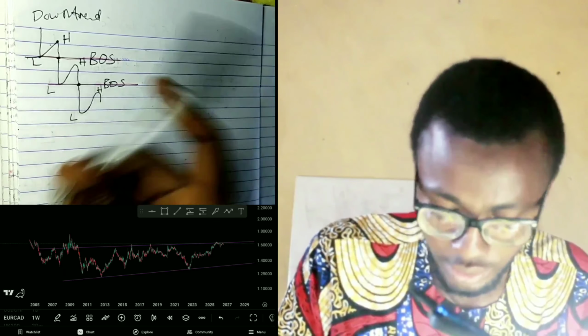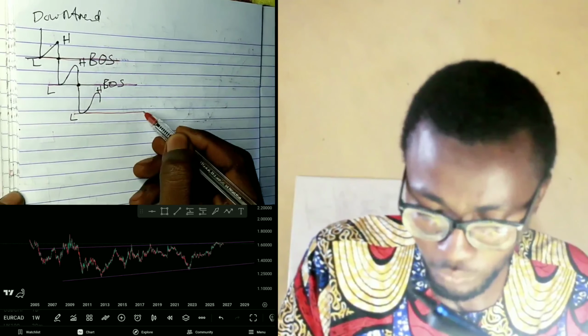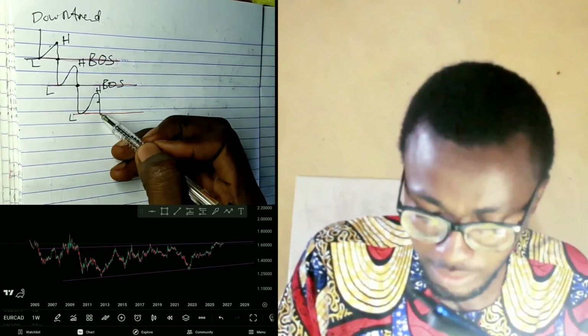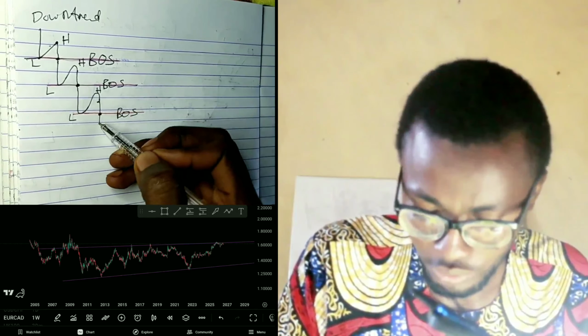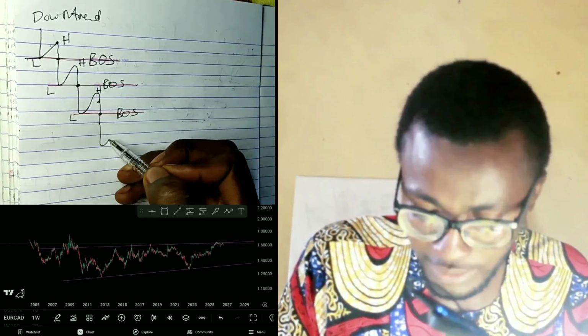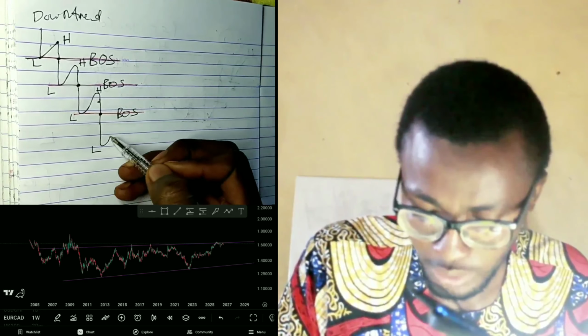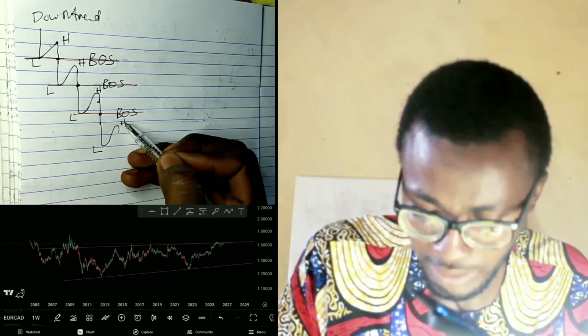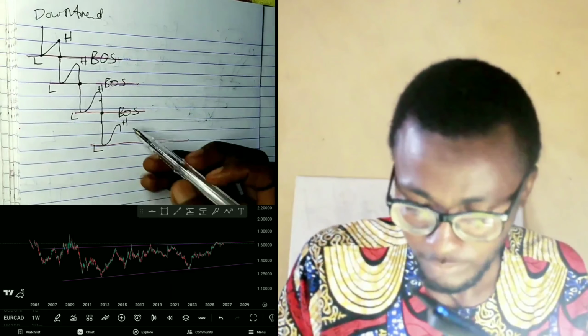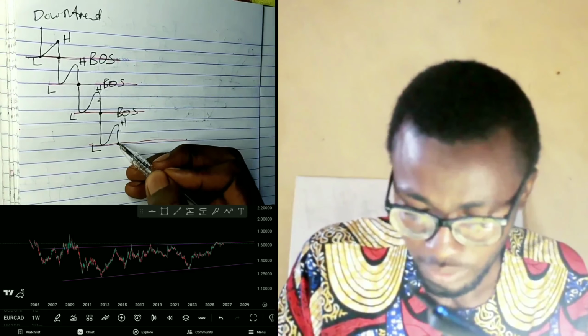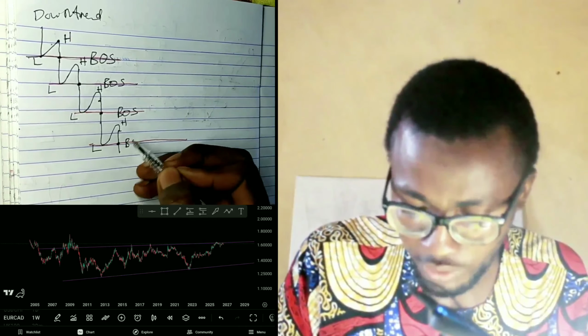Are you seeing it? Take note of the level of the low. Now, it came here to this low. It broke the low. It's called what? Break of structure. So it came here, it reverses. This is a low. It came here, it reverses. This is a high. Take note of this level. As it got to this level, it broke this level. This is what they call break of what?